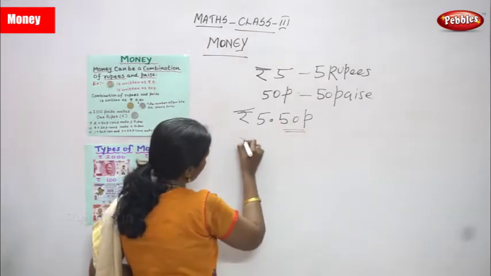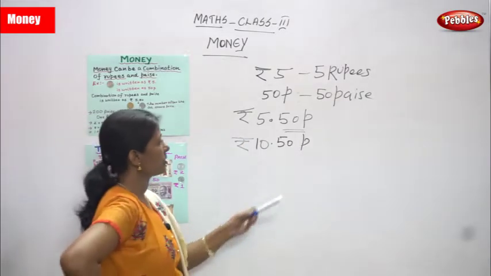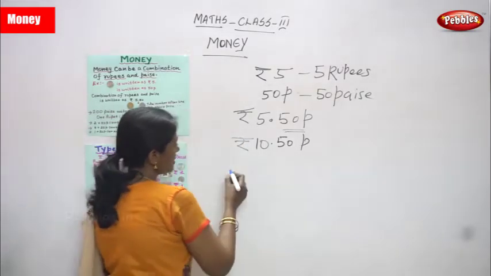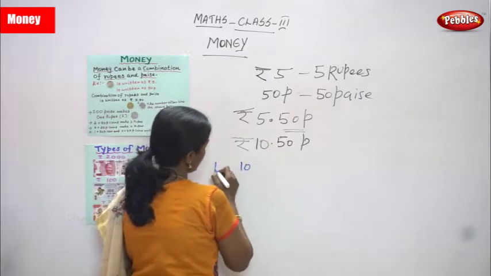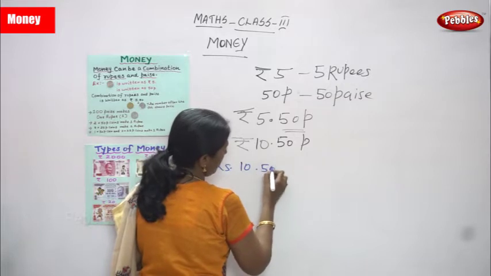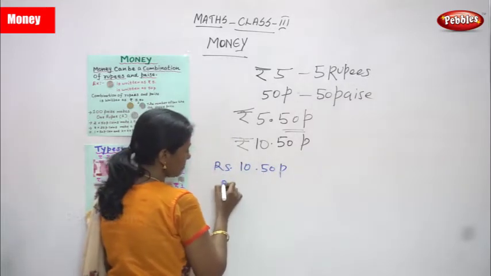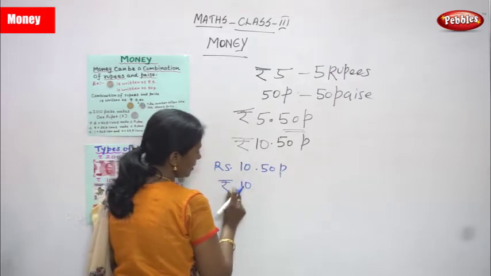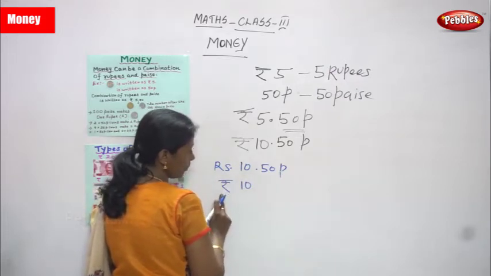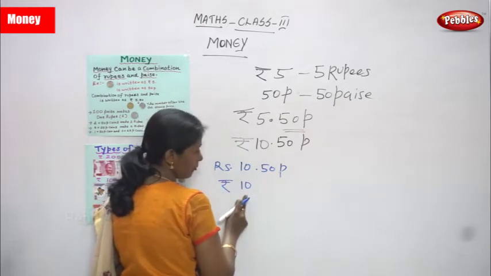Okay. Suppose you want to write one more example, 10 rupees 50 paise. So generally how are you going to write this? 10 rupees, this is called rupees in the old format. Okay, 50 paise. Now we have to use only the symbol like this. Understood? This is the symbol of rupees. This is 10 rupees, so this symbol you have to write first. After that you have to write the number.